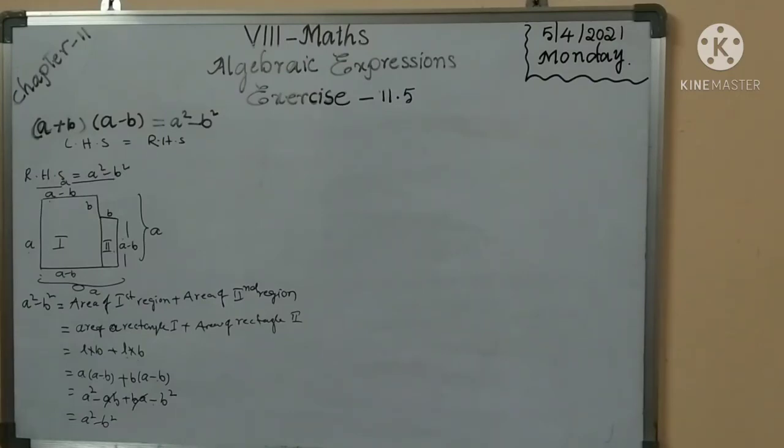a square minus b square. So it is proved that this is a square minus b square. So up to here, both are the same.